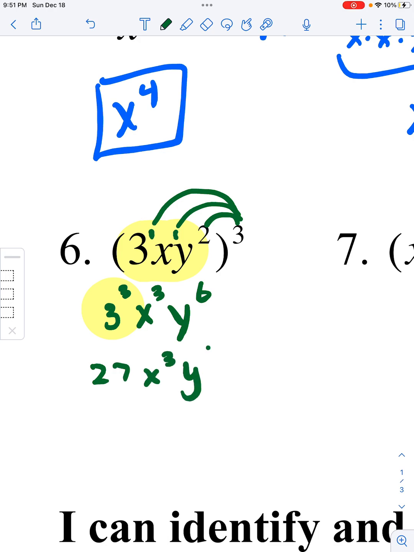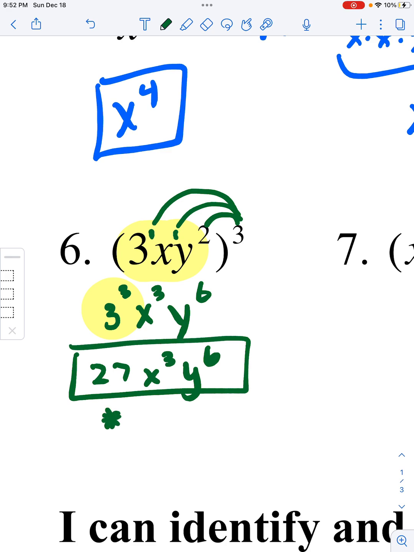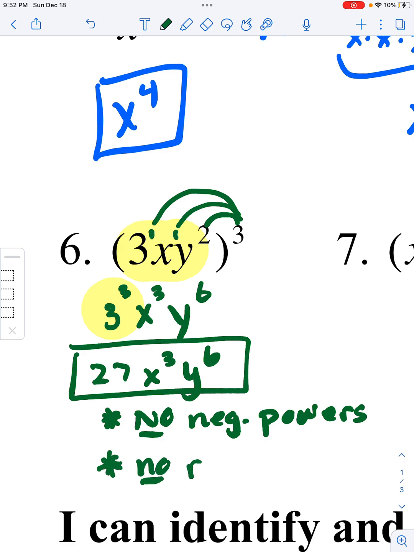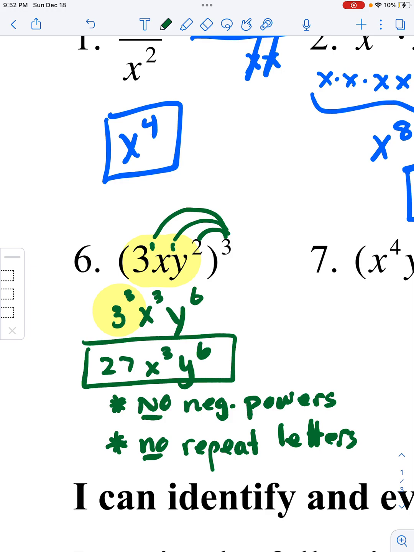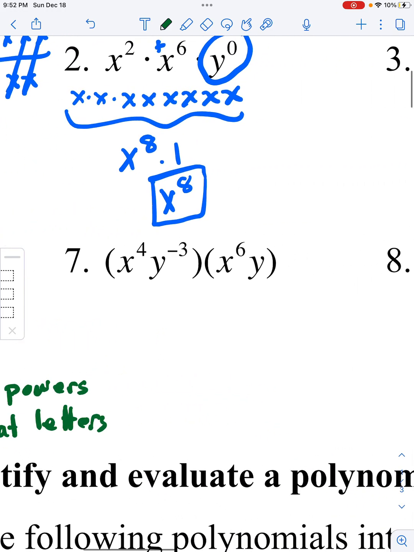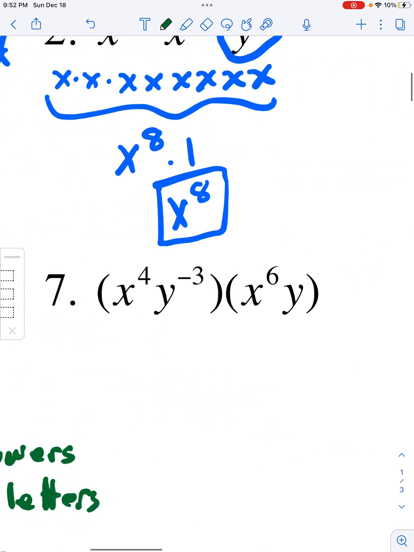Now, one thing that I've said in class, and I said on the last review video, check your answers. I put this in your notes too. Make sure you have no negative powers, because if you do, you should move them across the fraction bar and make them positive. And you should have no repeat letters. So if you're done and your answer had X written more than once or Y written more than once, you're not done. So like this problem, X is written here and again here. I can't have it written two different places in my answer.